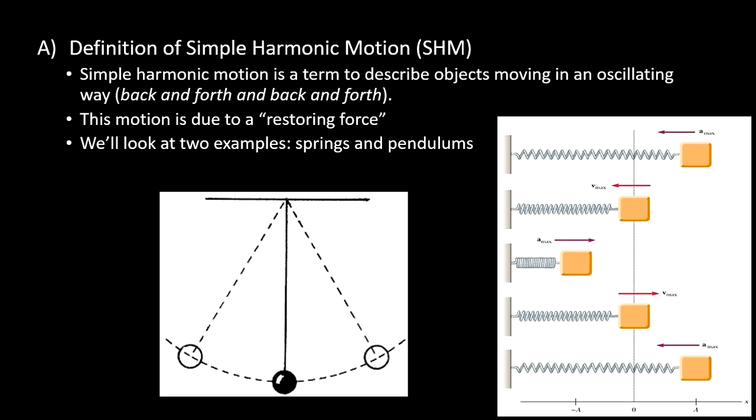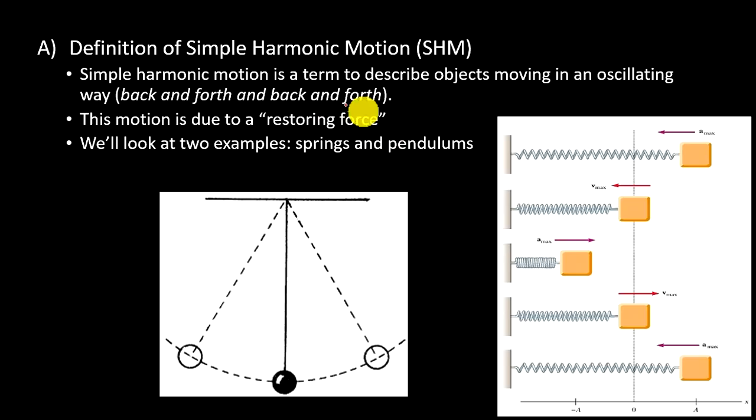All right, to start off, the definition of simple harmonic motion. It's kind of a scary seeming string of words, simple harmonic motion. It's really just referring to objects that have a motion that is oscillating, sometimes called periodic. It's going back and forth and back and forth. For example, think of a mass attached to a spring, or imagine a pendulum that you pull back and you release. They swing back and forth.